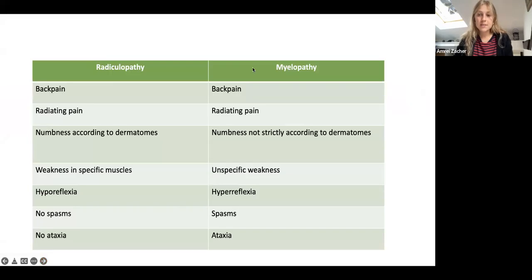So I just put this together so you can see the difference in the symptoms in comparison. Both have back pain, both have radiating pain, both have numbness, but in radiculopathy, it's according to the dermatomes, and myelopathy would be not strictly according to the dermatome. Weakness is the same. In radiculopathy, you have hyporeflexia because of damage to the second motor neuron, and myelopathy would be hyperreflexia because of damage to the first motor neuron. Also, in myelopathy, you might have spasms and ataxia, which you don't have in radiculopathy.